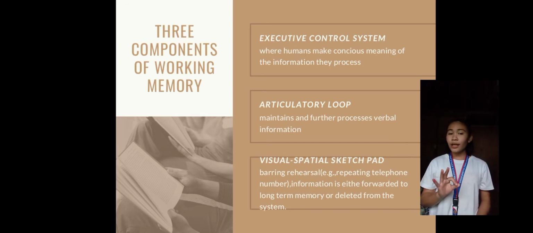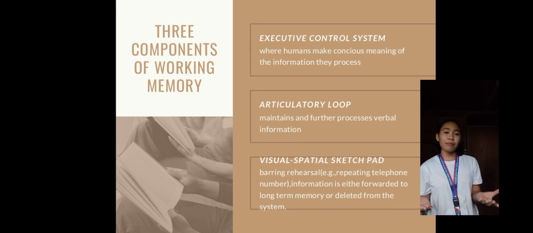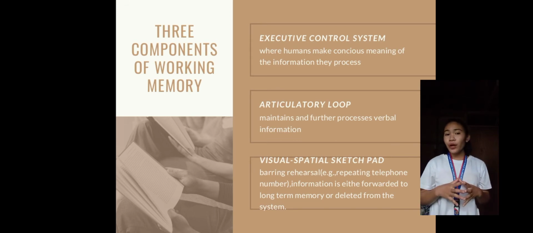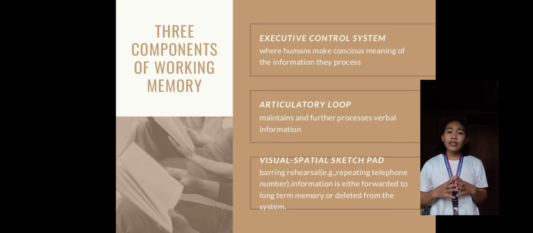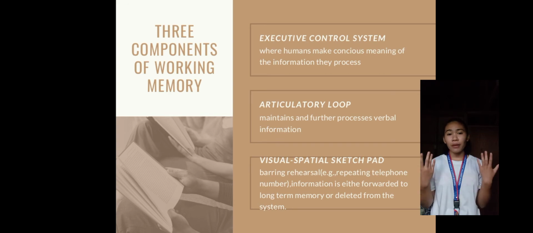So the third and last is the visual spatial sketchpad. It is responsible for handling visual and spatial information, which is either forwarded to long-term memory or deleted from the system. Example, when you are sketching a flower, either you keep looking at the actual flower or you retrieve the image of the flower in your mind. In short, these are the images in our mind, whether we saw the actual or we imagine it.